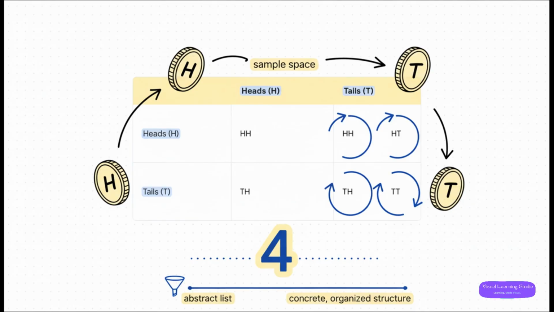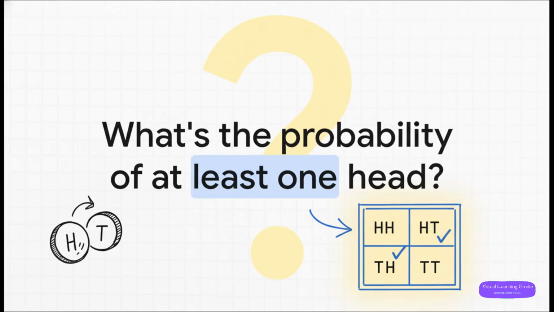You see how this turns an abstract list into a solid, organized picture? This is a total game changer. All right, now let's use our new visual to answer a question. What's the probability of getting at least one head? No formulas needed, just look at the box and count. Okay, we've got heads, heads, that has a head. Heads, tails, that one too. And tails, heads, yep, that's 3 boxes that fit what we're looking for.